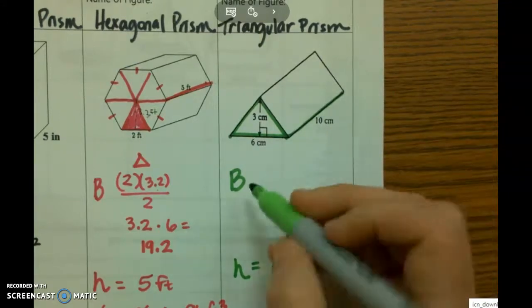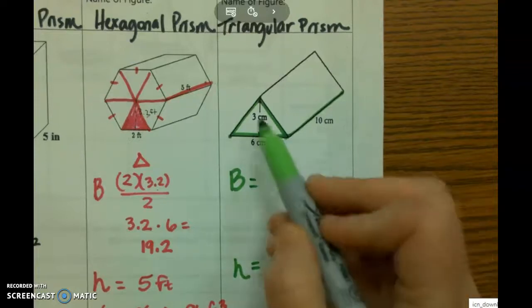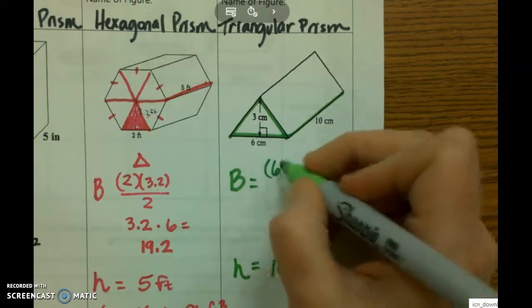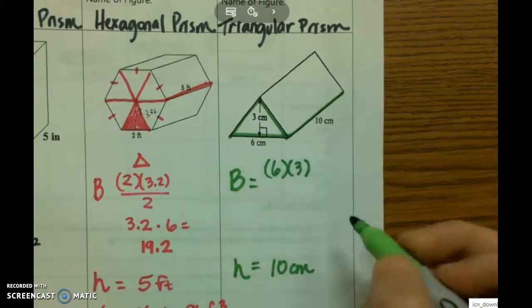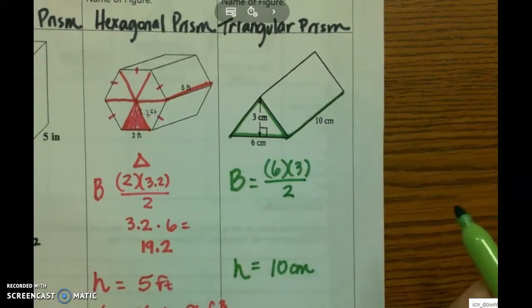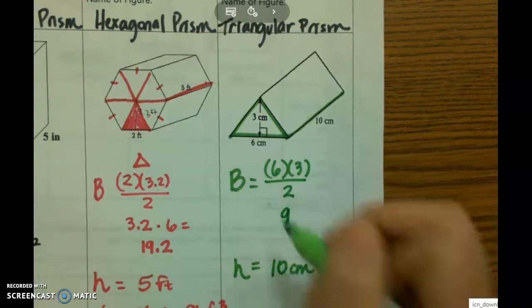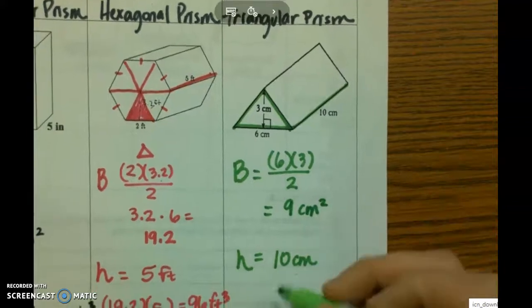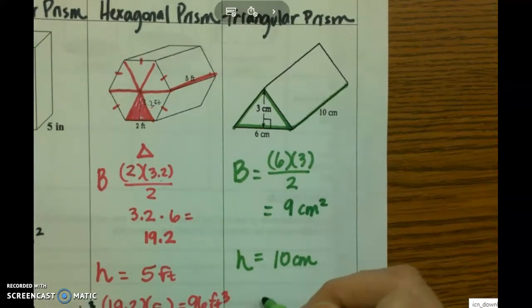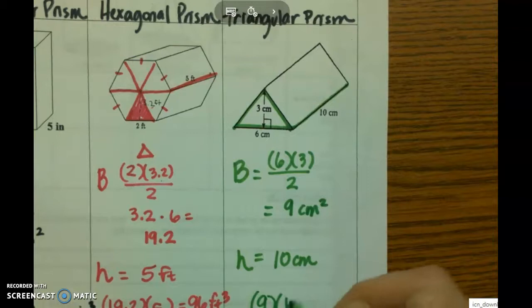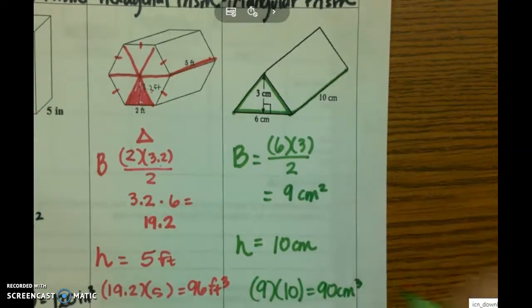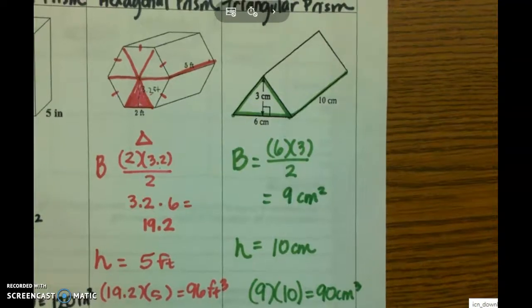Okay, so now let's calculate the area of my base, which is the area of my one triangle. So base times height, 6 times 3 divided by 2. That gives me 9. Okay, so 9 square centimeters. So now to calculate volume, it's just simply 9 times 10, which is 90 cubic centimeters. Okay, and that is all for your volume quiz.